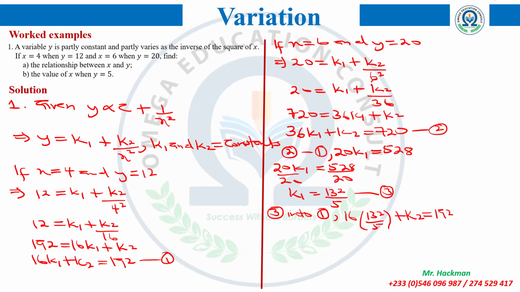So use your calculator to do this. I'm waiting. 2112 over 5, plus K sub 2 is equal to 192. So in this case, I can say that K sub 2 will be equal to 192 minus this. I'm waiting.